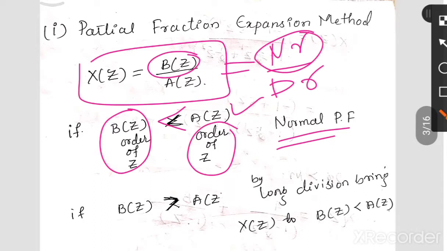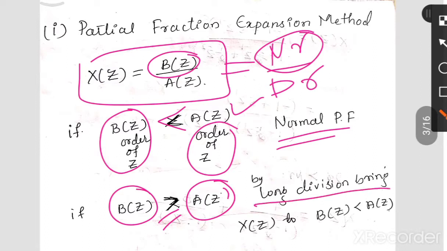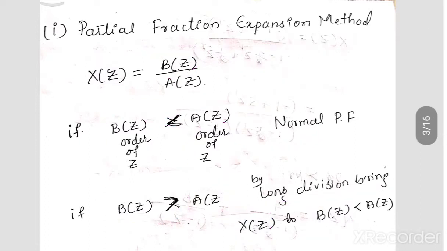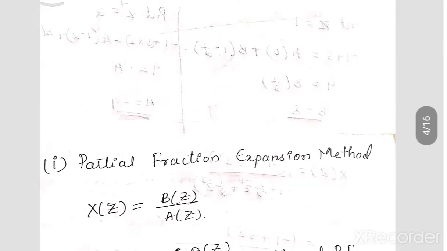Suppose the numerator's order is greater than or equal to the denominator's order of a of z, then we have to first do long division. That brings x of z to the level where the order of b of z, the numerator, is less than the order of the denominator a of z. Let's see what all this means by taking an example.